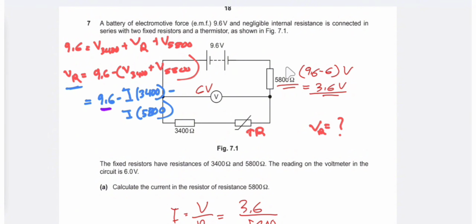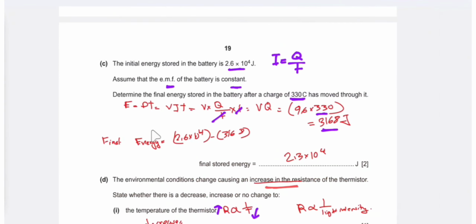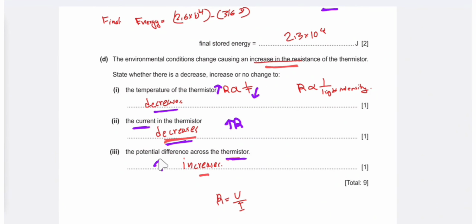In a series circuit the current is the same, and here we found that the current decreases. So this current decreases, and there is a minus sign. So 9.6 minus these two values, which decrease because of the decrease in current, gives a greater value. As the voltage across the resistors decreases, 9.6 minus this decrease gives a larger value. So the voltage across the thermistor must increase.